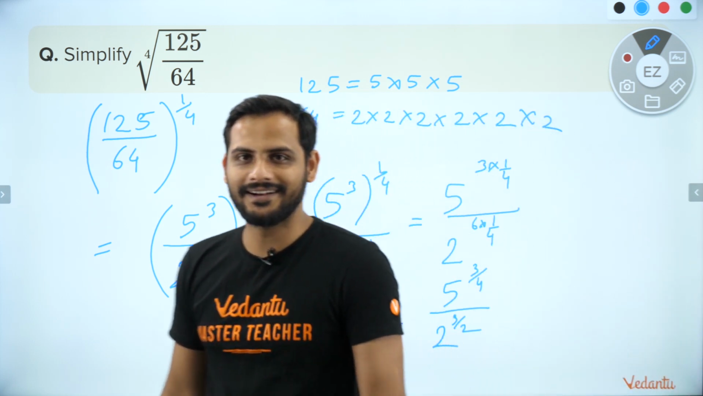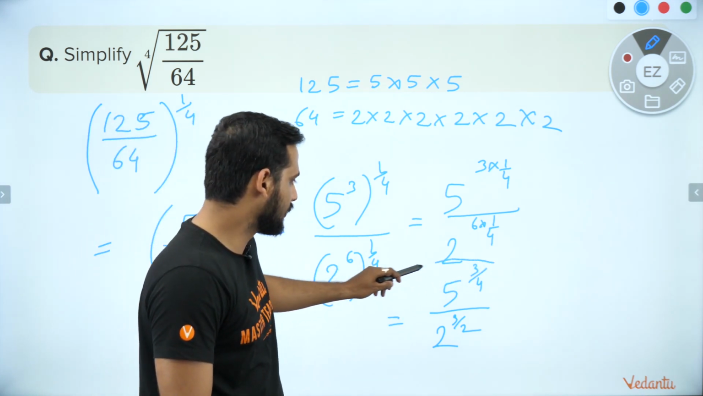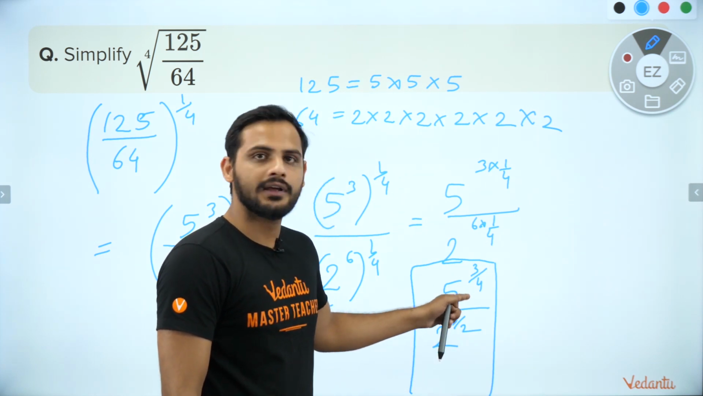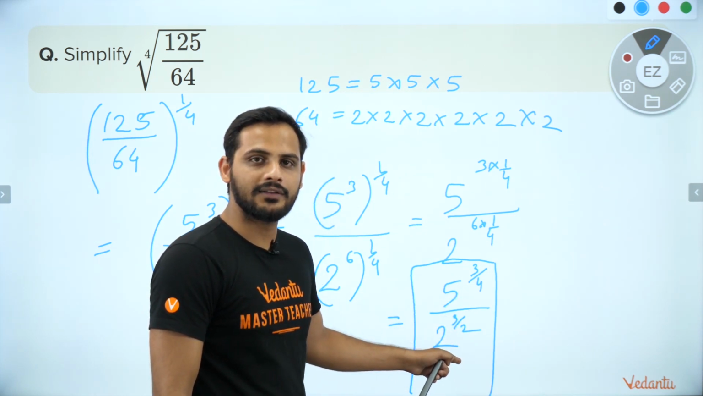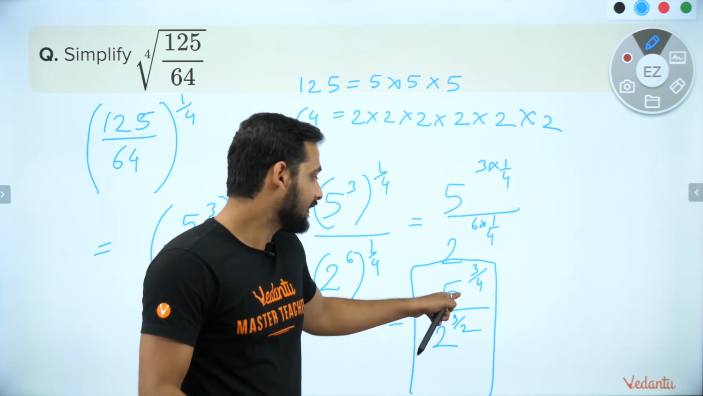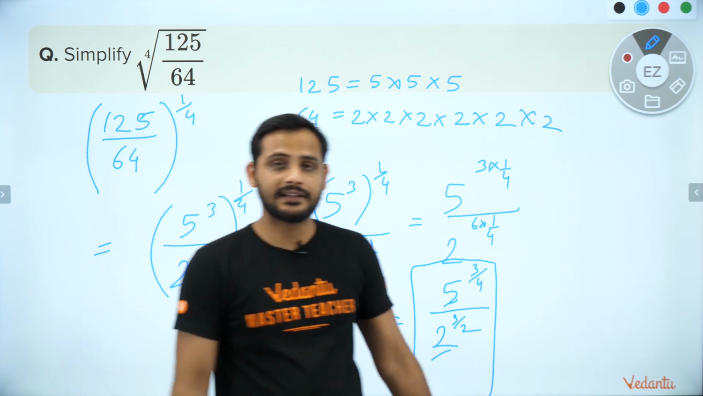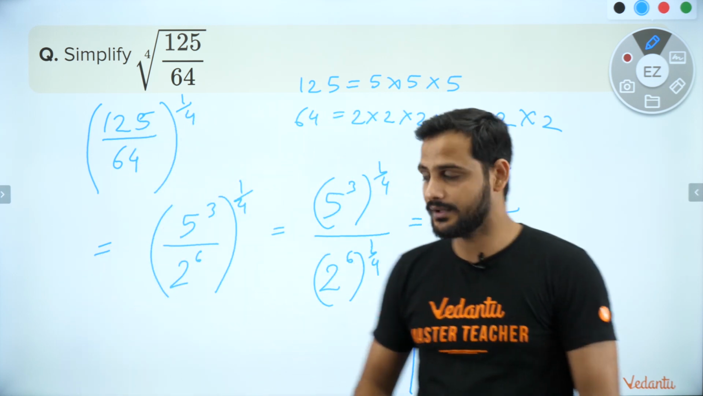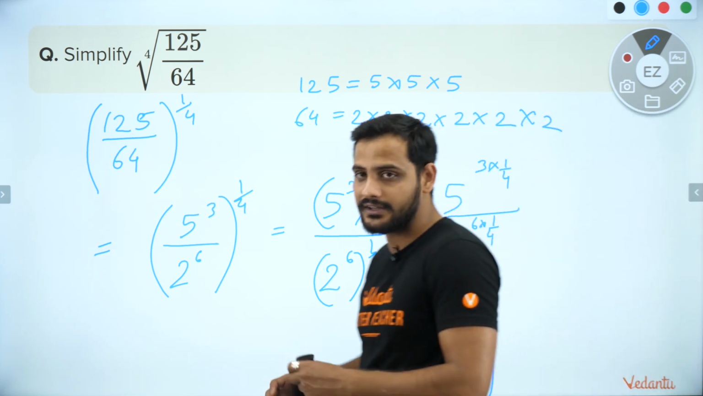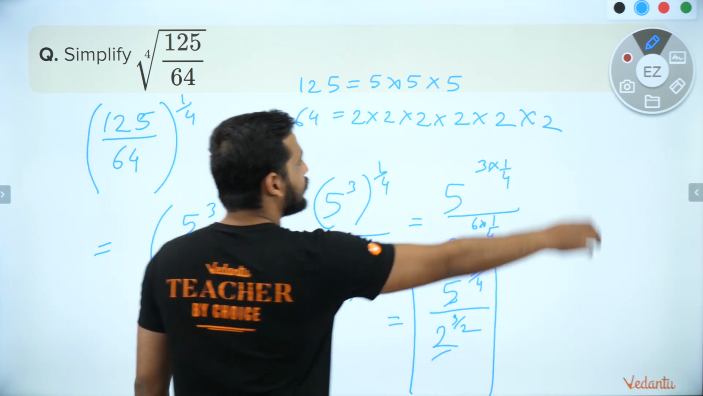So this will be your answer. As simple as that. So this will be your final answer: 5 raised to the power 3 by 4 divided by 2 raised to the power 3 by 2. Now here you cannot do, sir, a raised to the power m upon a raised to the power n, so a raised to the power m minus n. We cannot do that. Why we cannot do that? Because the bases are different. You can see that the numbers are different. That is why we cannot subtract or do anything after that part. Okay, so this will be your final answer. Chalo.